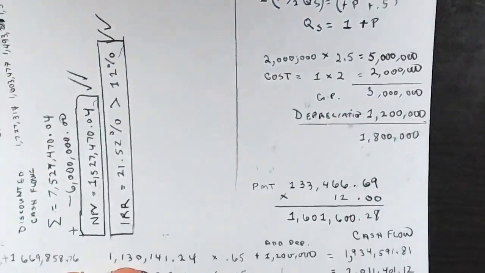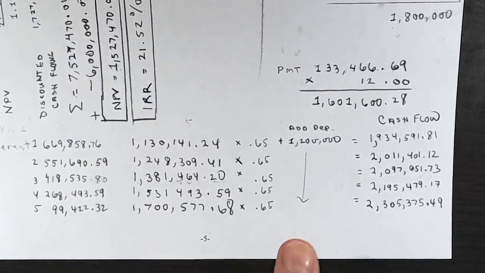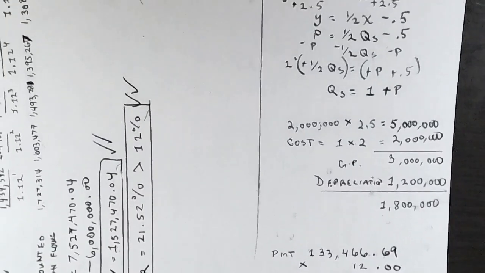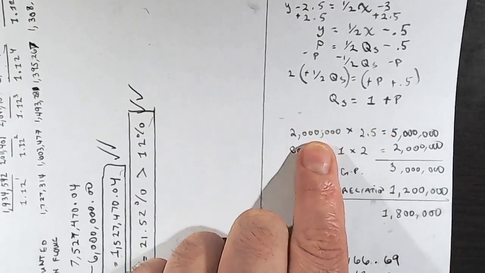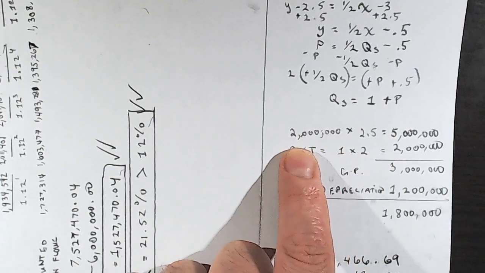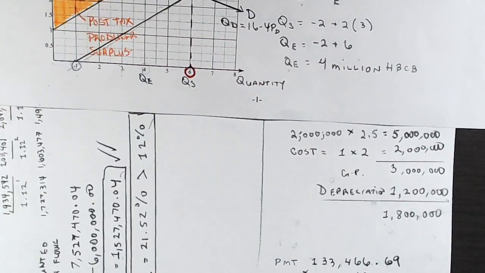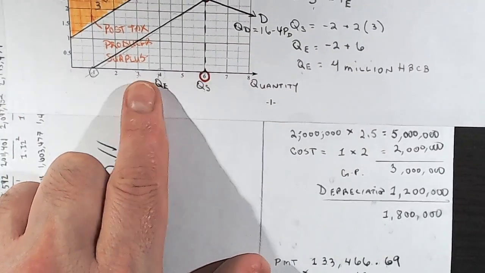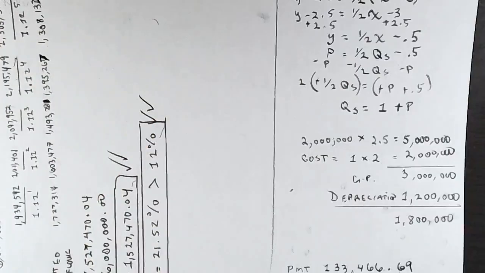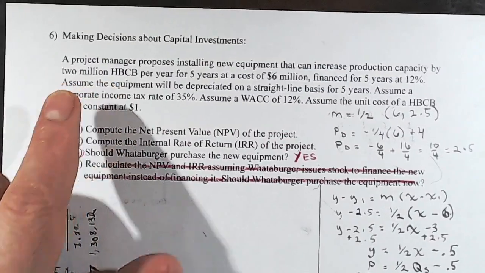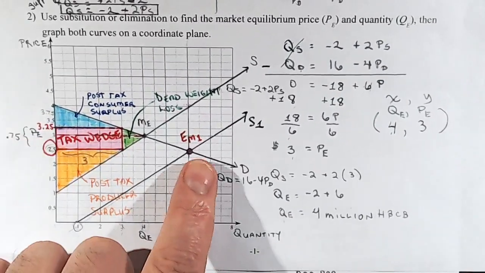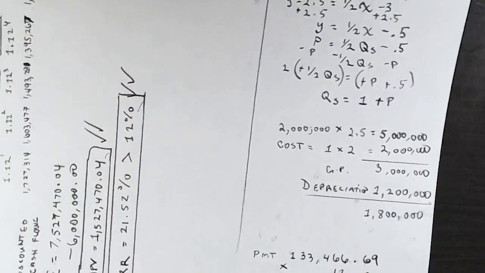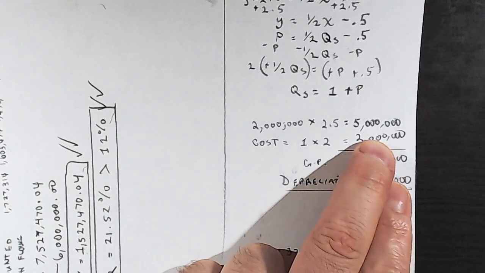So all of this calculation down here was me trying to figure out what our cash flows were, and I'll just explain what I did, because I know I started to get a little off, where I wasn't doing a very good job of explaining it at the end there. I took the difference between our equilibrium quantity and our quantity supplied, 6 minus 4, which was 2 million. So this whole project would increase our supply by 2 million. I took the increase in supply and multiplied it by the new equilibrium market price of $2.50 to get our projected sales numbers from the new equipment only.